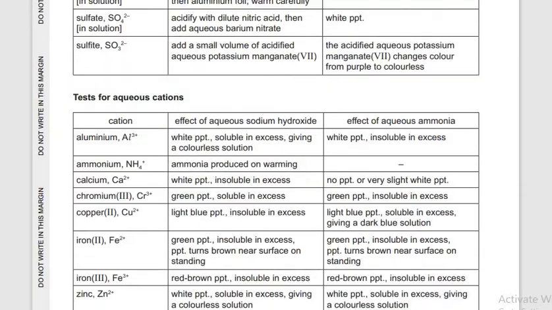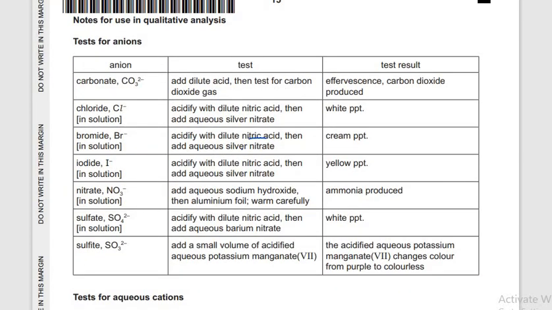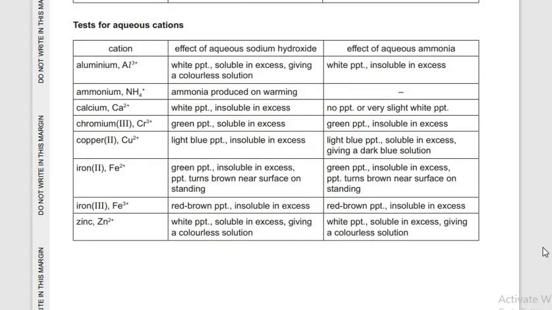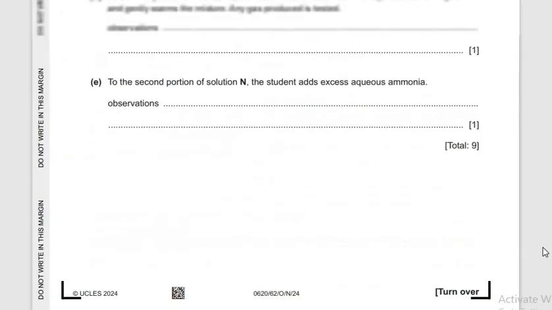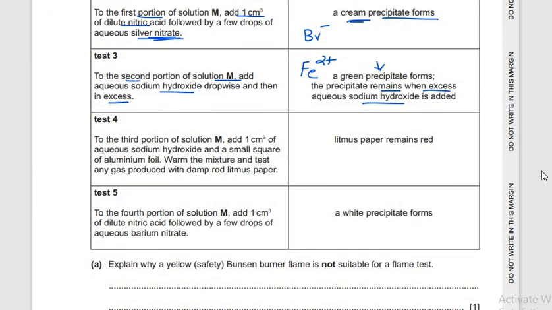Okay, let's see what is there in the cation anion test. With nitric acid and silver nitrate, bromide ions give cream precipitates, which we have already noted down. With sodium hydroxide, if the green precipitate is soluble, then it is chromium ion, but if it's insoluble, then we have Fe2+ ion, and that's why we have concluded that it is Fe2+, because the precipitates are insoluble.